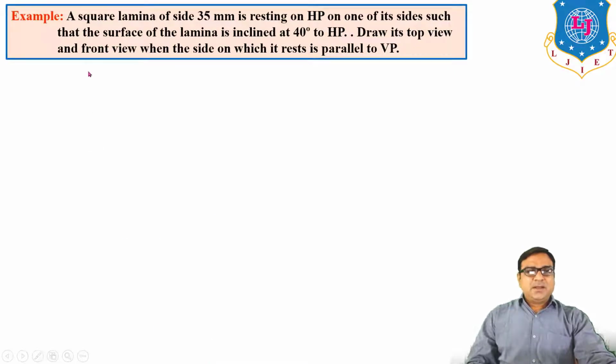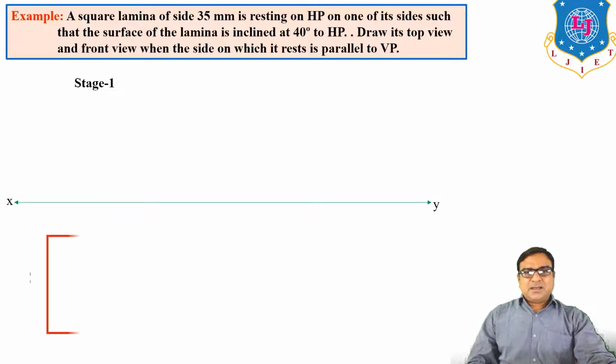Next problem. A square lamina of side 35 mm is resting on HP on one of its sides such that the surface of the lamina is inclined at 40 degree to HP. Draw its top view and front view when the side on which it rests is parallel to VP. So draw the XY line first. Now our first stage is a square lamina 35 mm side exactly on horizontal plane in such a way that two sides of the square are perpendicular to VP.